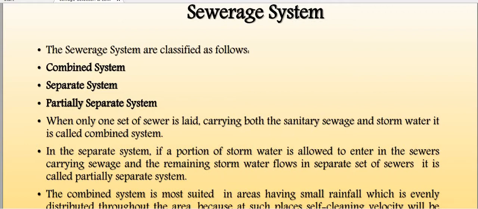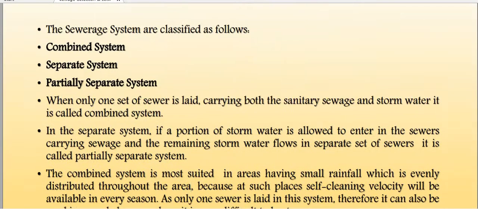Sewerage systems are first of all classified into three parts. First is the combined system, second the separate system, third the partially separate system. Now, first of all, we will see in detail, step by step, how all these methods actually work.